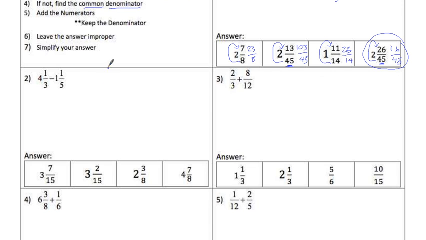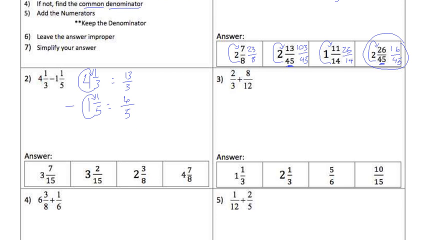So if we do number 2 together, it is subtraction. Add, subtract, stack, and rack. So we're going to do 4 1/3 stacked up with 1 1/5. Turn it improper. 3 times 4 is 12 plus 1 gives me 13 over 3. 5 times 1 is 5 plus 1 more gives me 6 over 5.